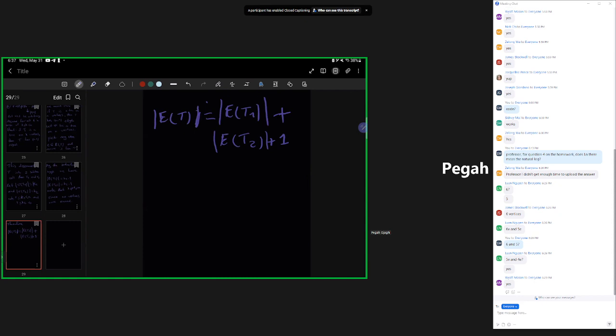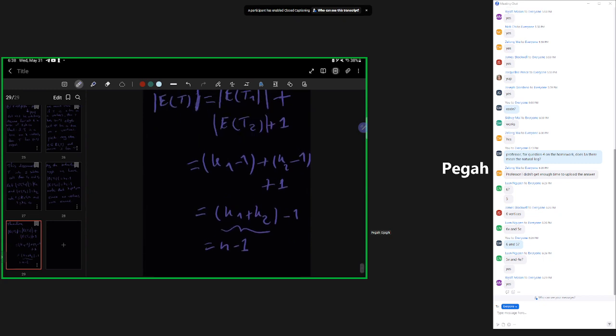Based on the hypothesis, the number of edges for tree 1 is K1 minus 1, and the second one is K2 minus 1, and this is plus 1 for the one that I removed. It's going to be K1 plus K2 minus 1. And I know already K1 plus K2 is n, so this is going to be n minus 1. So we proved it. We just proved that this holds.